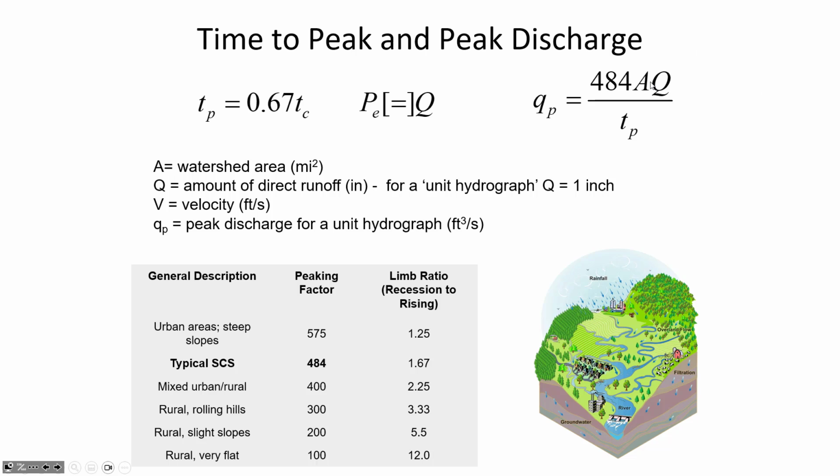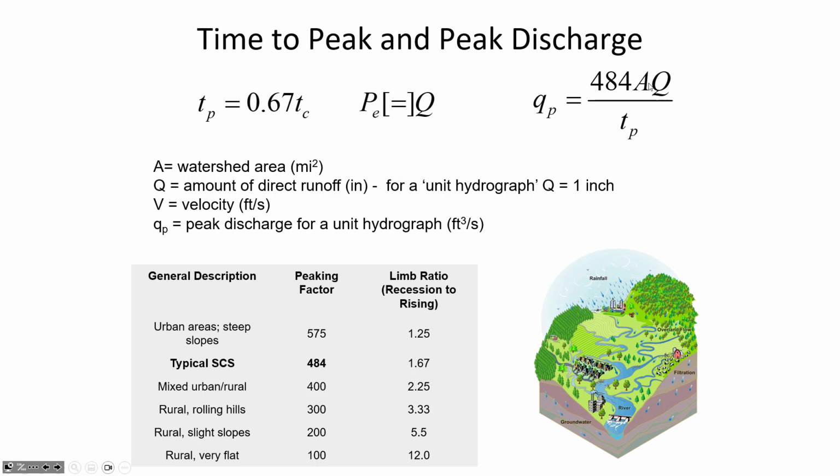The Q here, the amount of direct runoff, if we're generating a unit hydrograph, then we'd use 1 inch of runoff depth. But if we have a storm of greater depth than generates the unit, then we could substitute in a different value.